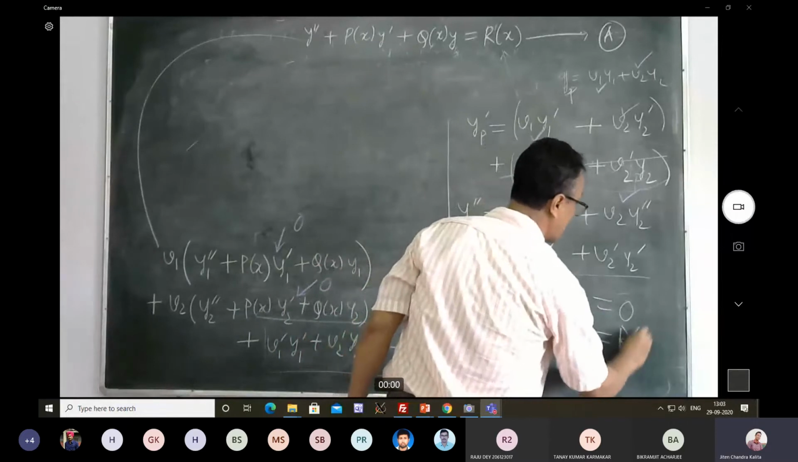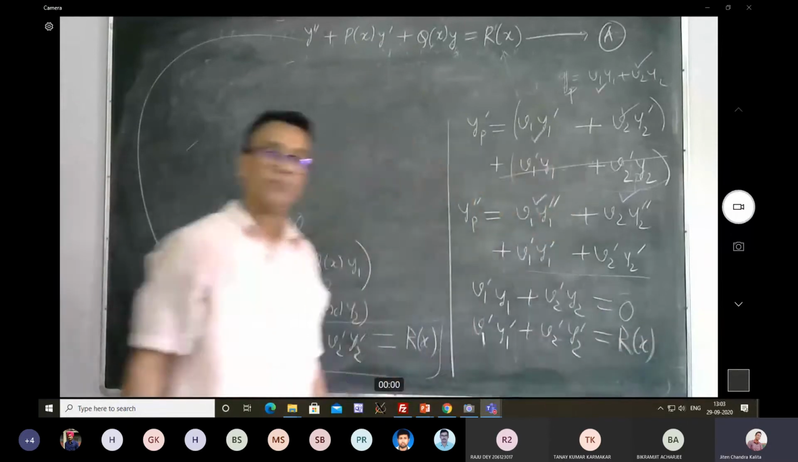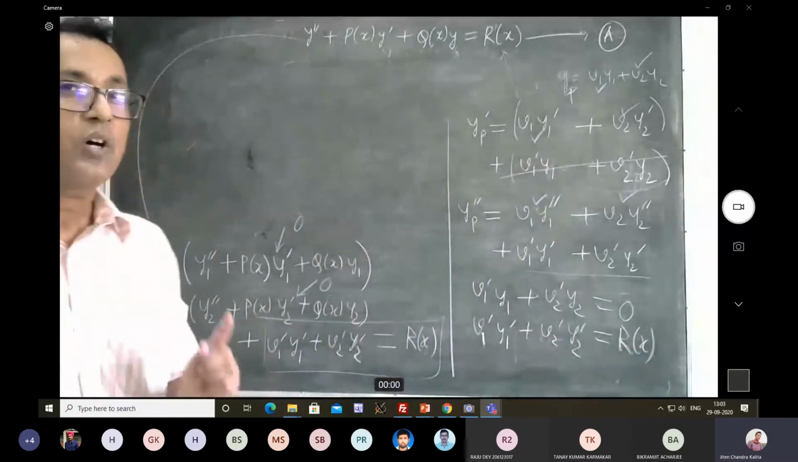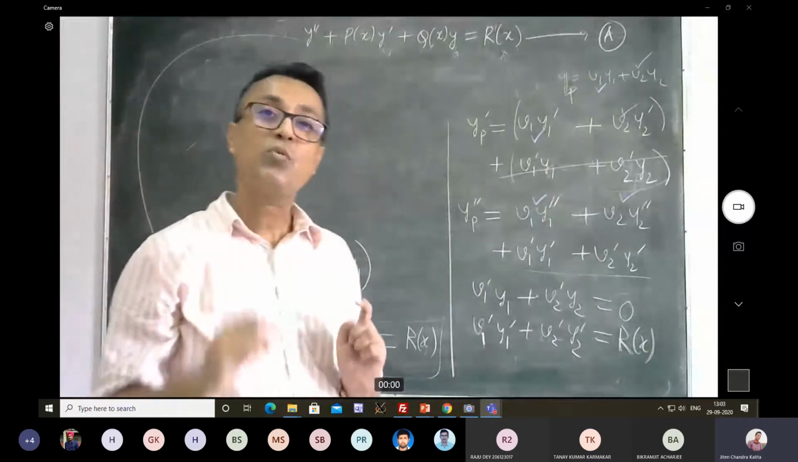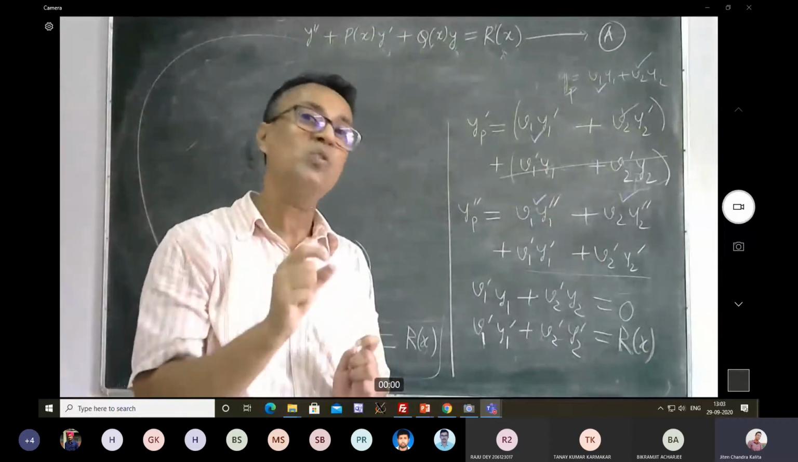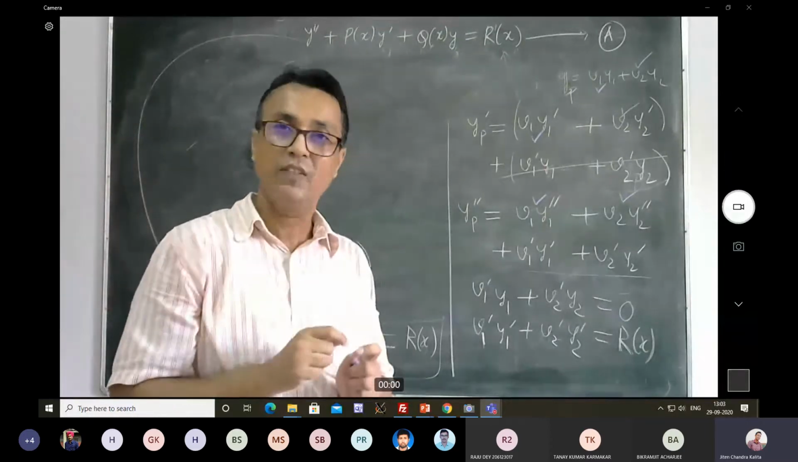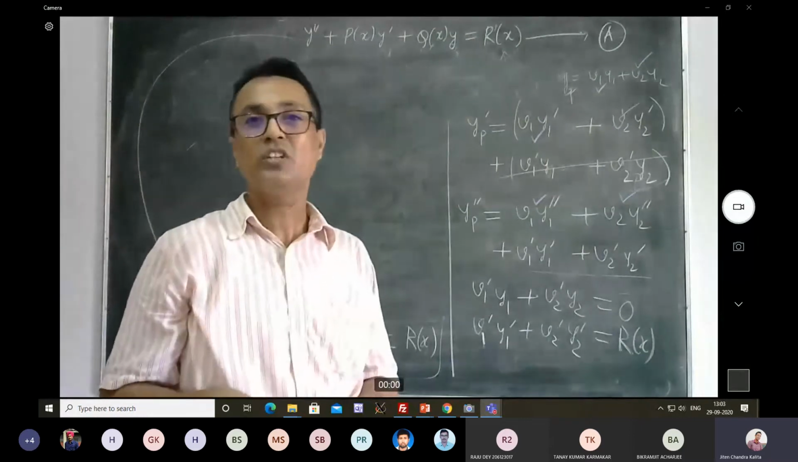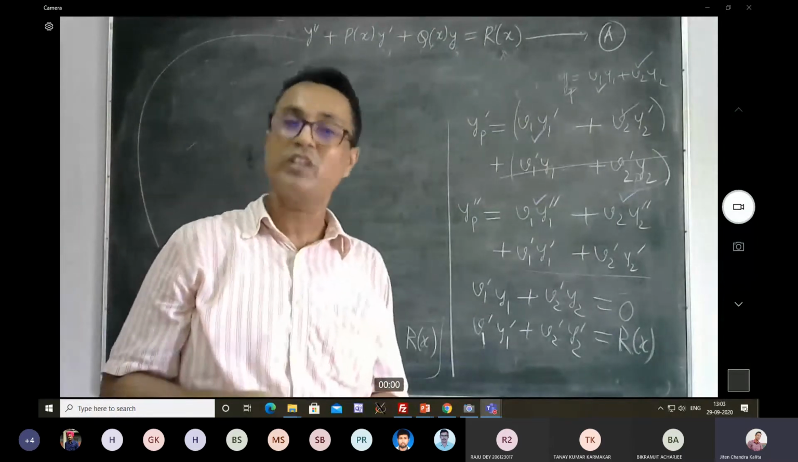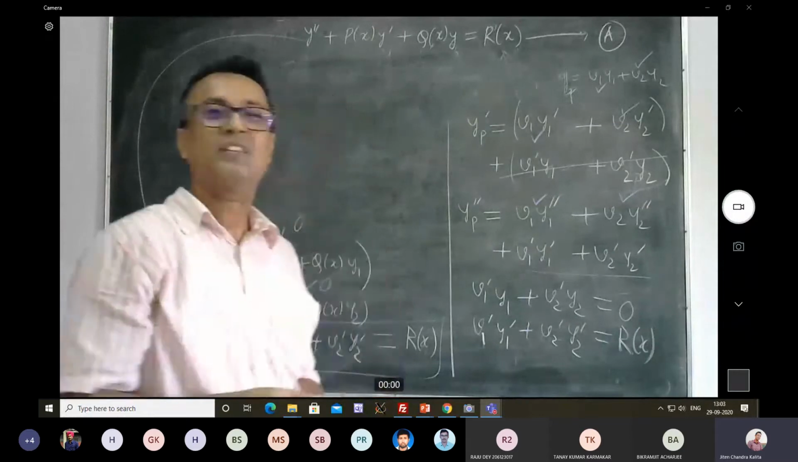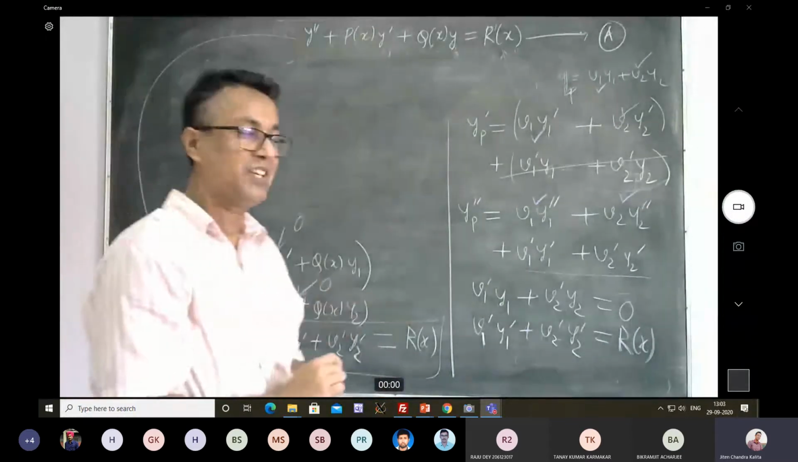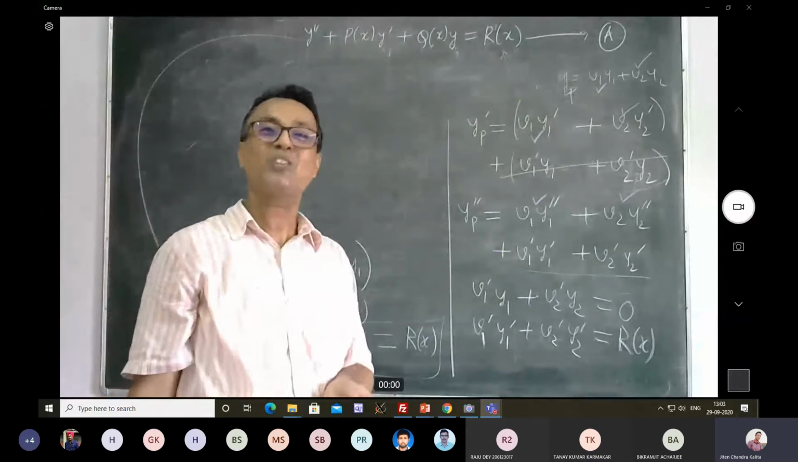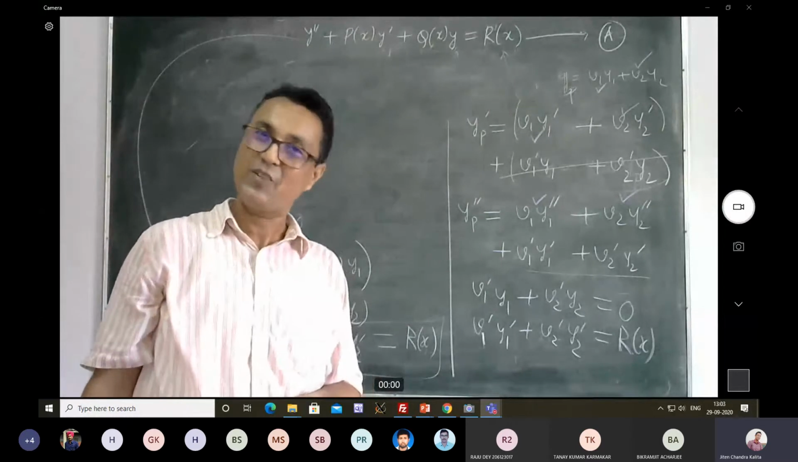This is equal to Rx. Fine. Okay. So I have already told you that we were seeking some two auxiliary relations, right? Which is going to provide me with the solution for the term v1 and v2. But okay, if you look at the equations, I'm not getting v1 and v2 explicitly, right?